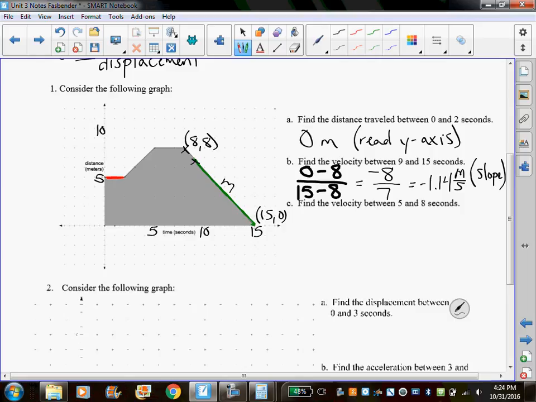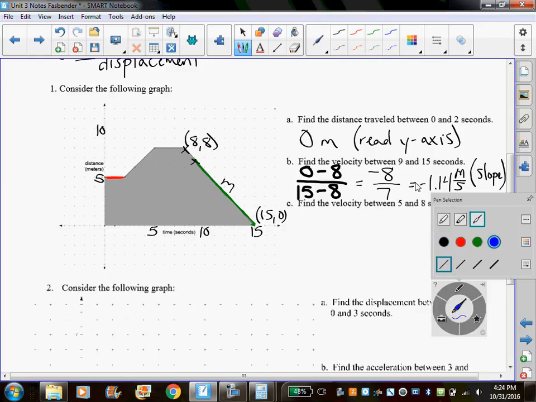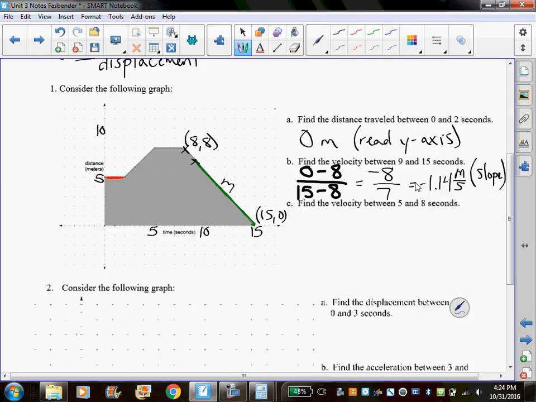And then we want to find the velocity between 5 and 8 seconds. So 5 seconds is right here, 8 seconds is right there. We want to know the slope of that part of the motion, since the slope of a position versus time graph tells us velocity. And you know what? I don't need to do the slope formula. That looks like 0 meters per second to me.